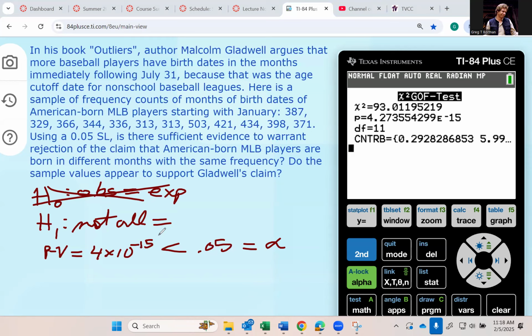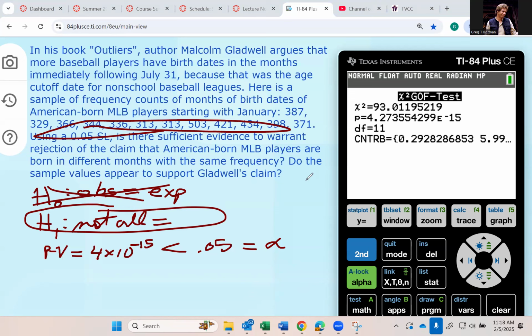Therefore, it appears that how many people are born each month is not the same. I mean, obviously, it wasn't the same in our sample. Okay, but based on the sample and this test, it is sufficient. Those numbers are sufficiently different that we're going to go with H1.